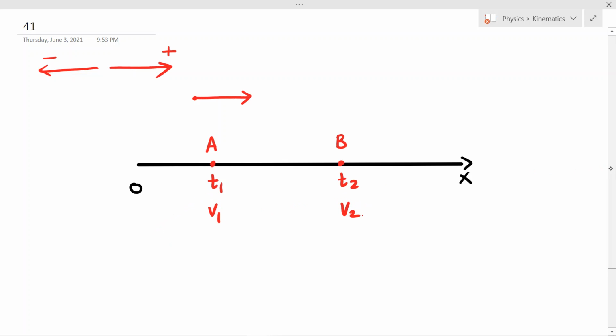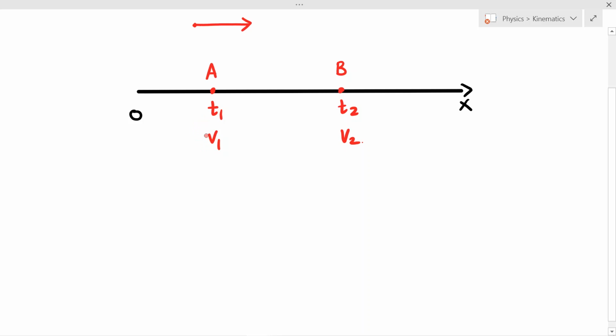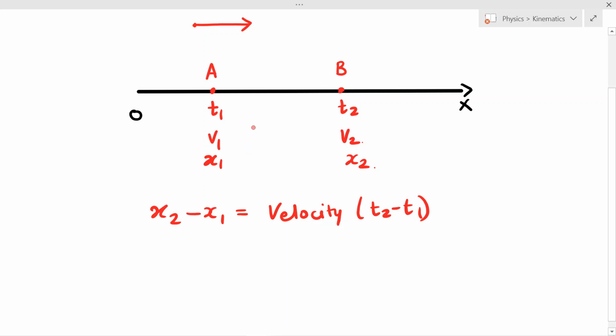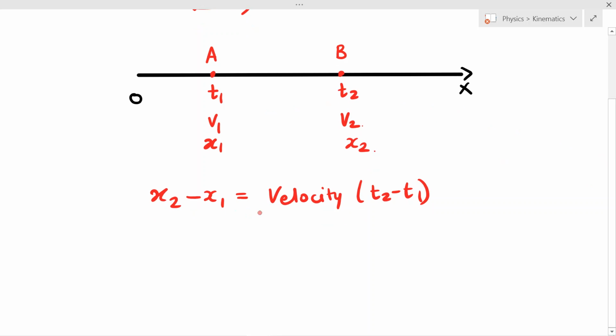So let's say the position coordinate of point A is x1 and that of B is x2. Now let's calculate the displacement in the time interval t2 minus t1. It will be x2 minus x1 is equal to some velocity into t2 minus t1. Since this is non-uniform motion, we have to consider the average velocity, and the average velocity will be v1 plus v2 divided by 2, into t2 minus t1.